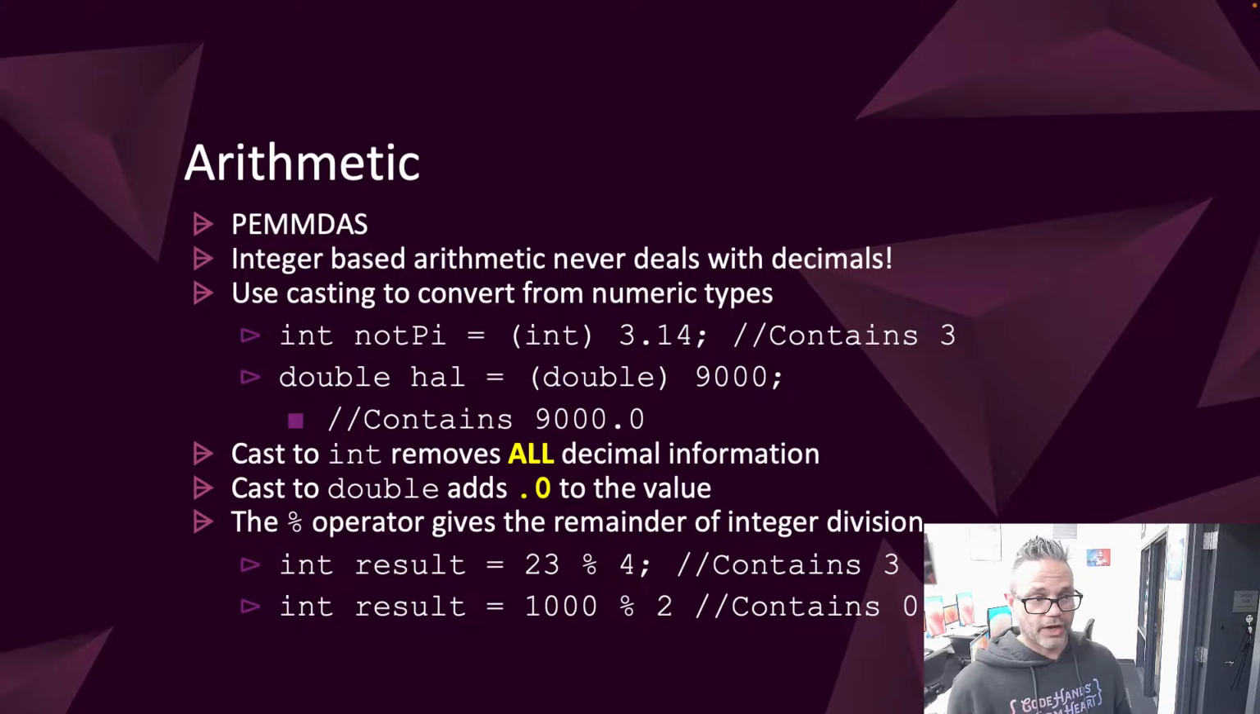The modulo operator, aka the M on that second M of PEMDAS, gives us the remainder of integer division. So int result is 23 modulo 4, so that contains 3, because if I divide 23 by 4, I have 3 left over. Think about the long division you did back in elementary school with that R on the end, and what's left over, that's what goes there. So int result is 1000 modulo 2 contains 0 because 1000 is evenly divisible by 2, so we have a 0 left over. So the remainder is what's stored when you're using modulo-based division.